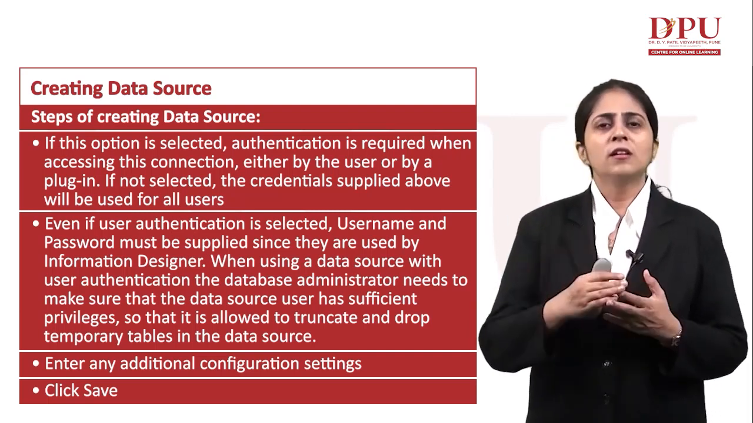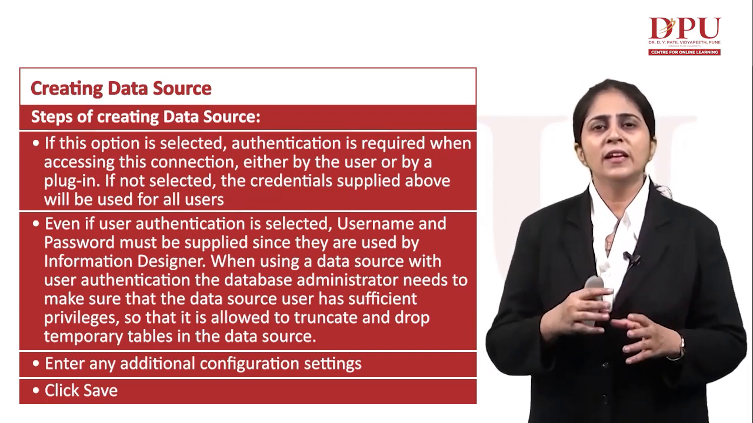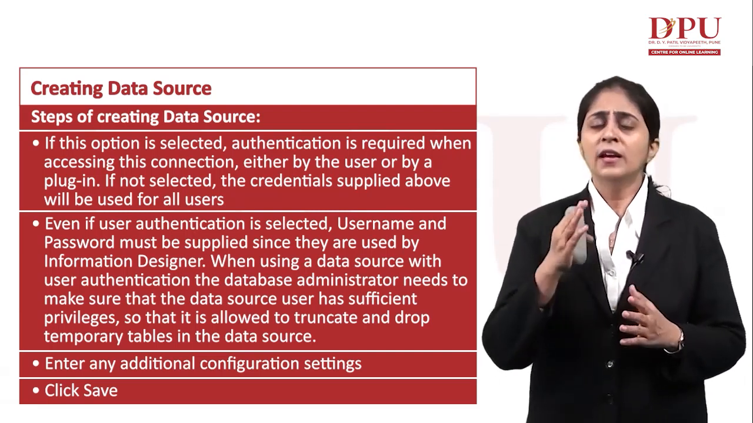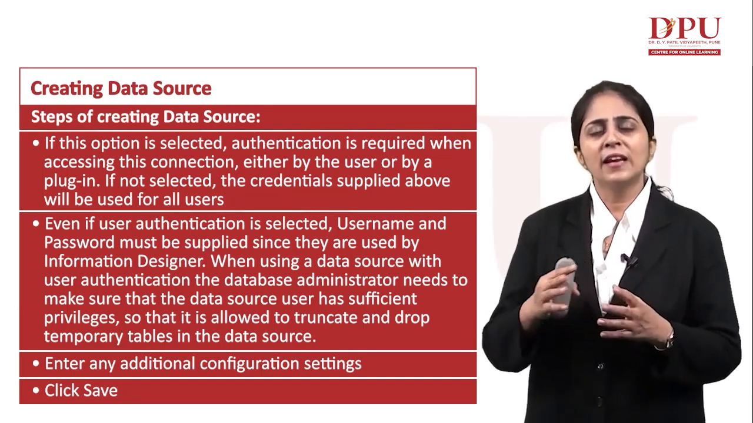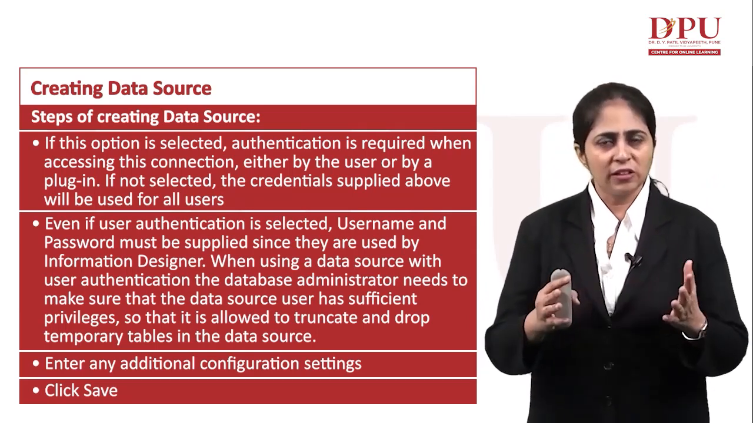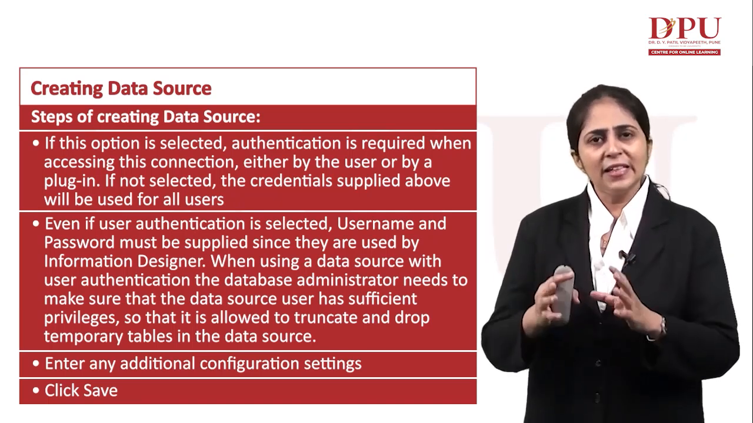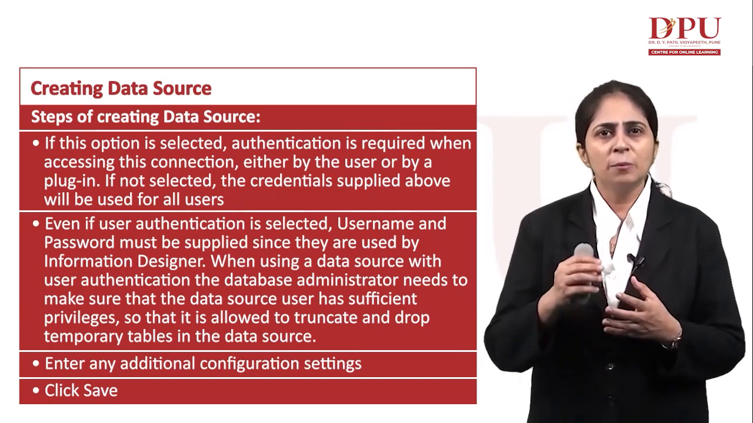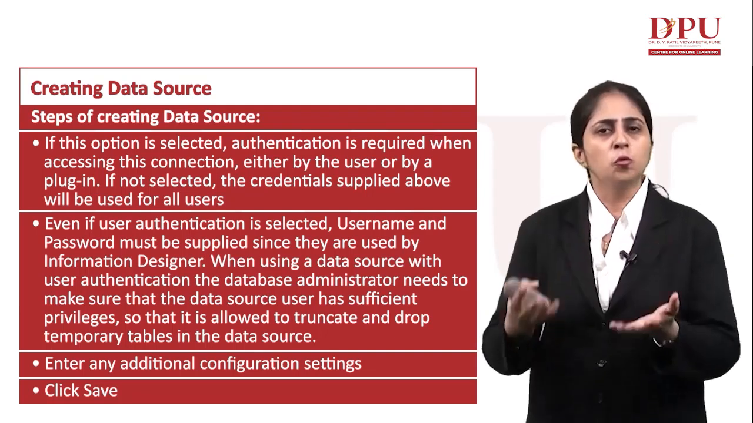After doing all this, another process is authentication. Authentication will be done by providing credentials like the username and the password. This authentication is very much important. Why is this important? So that everyone does not gain access to your data source. Once authentication is done, even if user authentication is selected, the username and the password must be supplied so that the information designer can use it.